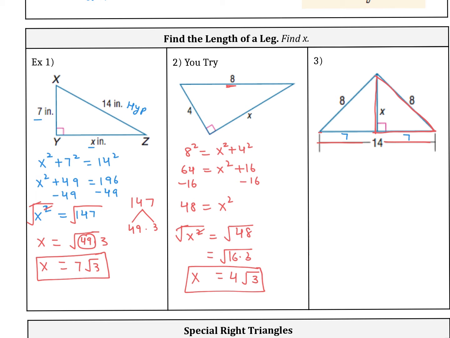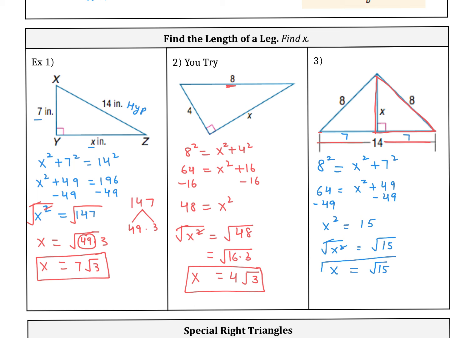And if you apply the Pythagorean theorem in one of the triangles, you're going to have 8 square equals x square plus 7 square. Here you're going to have 64 equals x square plus 49. Subtract 49 on both sides. X square will be equal to 15. And then take the square root on both sides. X equals square root of 15.